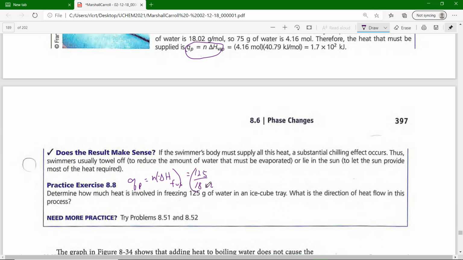Then delta H of fusion isn't going to be as much as delta H vaporization, because delta H of fusion is going from a solid to a liquid, which isn't as much energy as going from a liquid to a gas. And so now I've got to look it up in table 8.5, and I find it to be 6.01 kilojoules per mole.